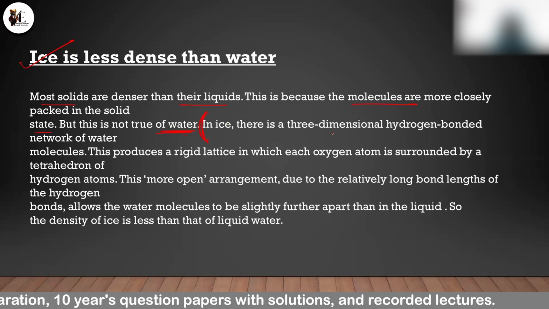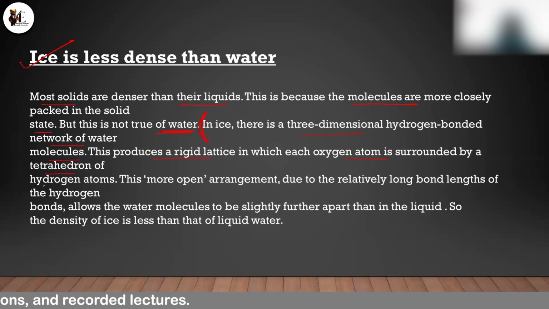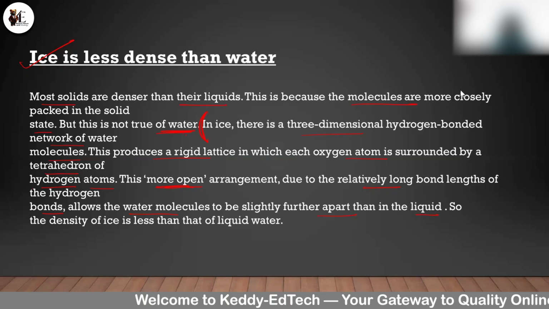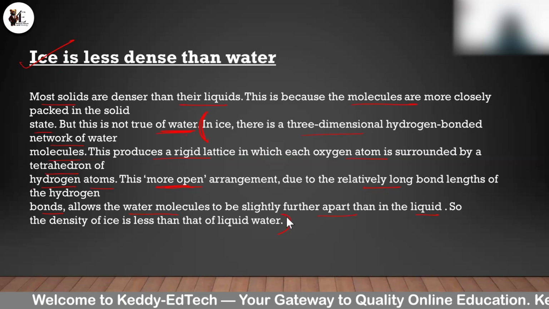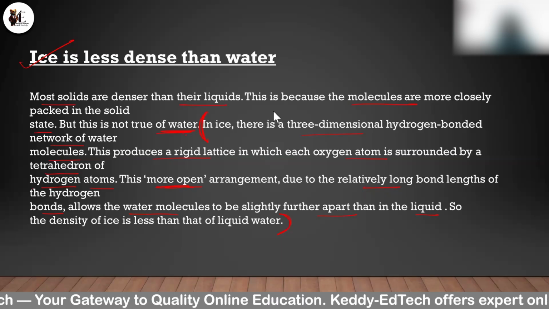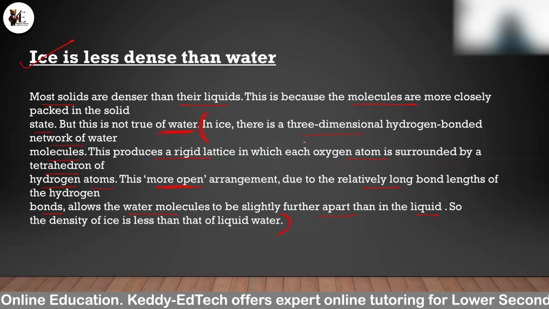In ice, there is a three-dimensional hydrogen bonded network of water molecules which produces a rigid lattice in which each oxygen atom is surrounded by a tetrahedron of hydrogen atoms. This gives a more open arrangement due to the relatively long bond lengths of the hydrogen bonds, and it allows the water molecules to be slightly further apart than in the liquid. So there are more vacant spaces, and the density of ice is less than that of liquid water, and that's why ice floats on water. So the simple question, why ice floats on water, the answer lies in the structure of ice.